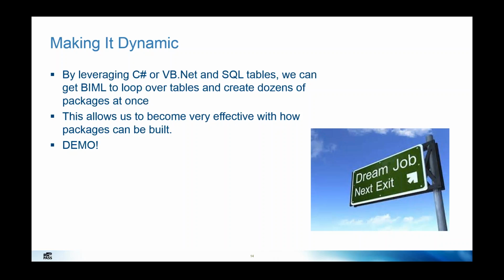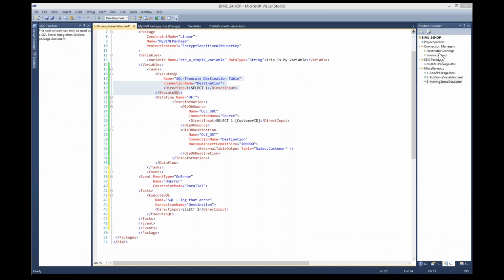And essentially what this allows us to do is become very effective with how our packages can be built, whether we're loading many dimensions or whether maybe we have sensor data, right? And maybe we have 5,000 flat files all around the world, and we're trying to collect all that data and bring it in really, really quickly. We don't want to spend the time to develop 5,000 SSIS packages that are exactly the same. So we're going to use BIML to make this dynamic. And to set this up, what I've done is I've created a very simple SQL table.